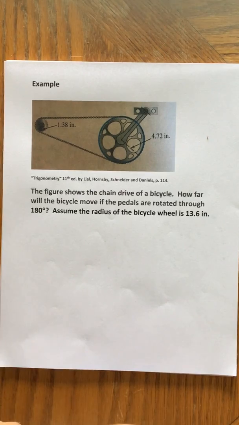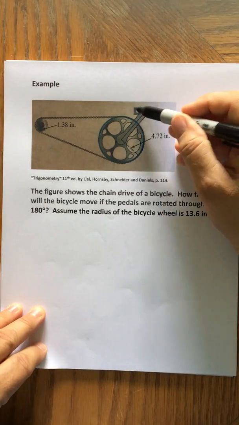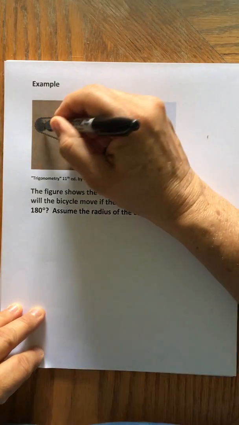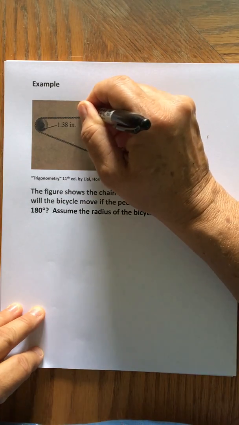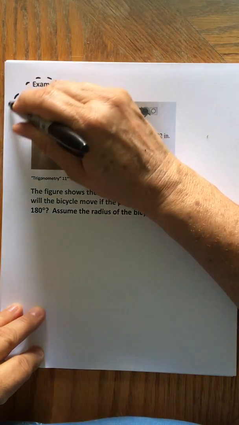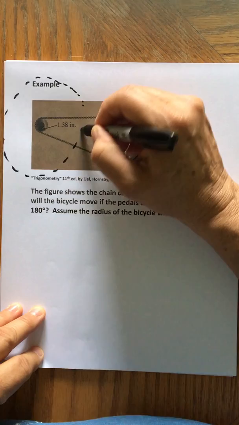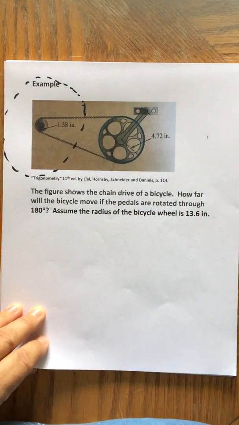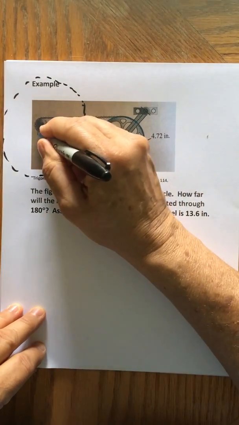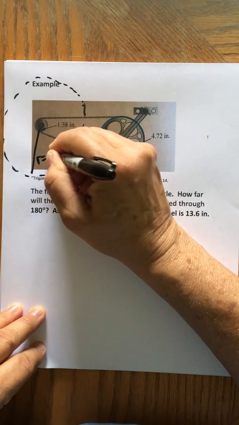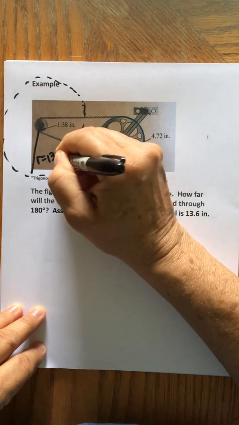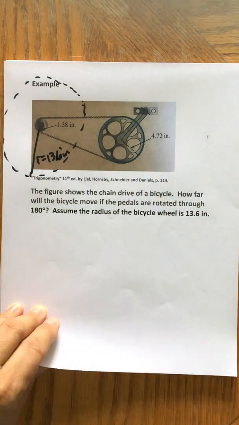Now what they don't have here in the picture is, of course, this is the pedal where your foot would be, and then your wheel would be somewhere in here, right? It would be like this. You have your wheel right here with your spokes coming out. And what they're saying is that radius is 13.6 inches. So they didn't draw that in there, but that's understood to be there.